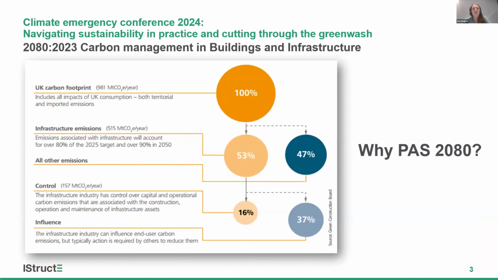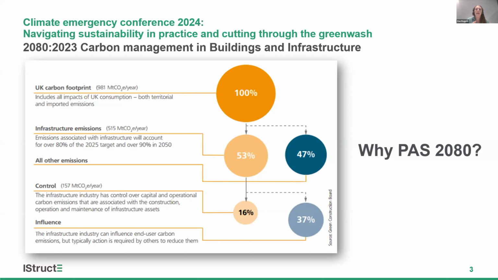So where did PAS 2080 come from, and why do we need it? It originated after the infrastructure carbon review, from the UK perspective, which I'm sure many of you are aware of. Many of you will be familiar as well with these figures that I'm currently showing on the screen around how the infrastructure industry in particular impacts the UK carbon footprint. And it's broken right down there into what the infrastructure industry can control, but also what we influence.